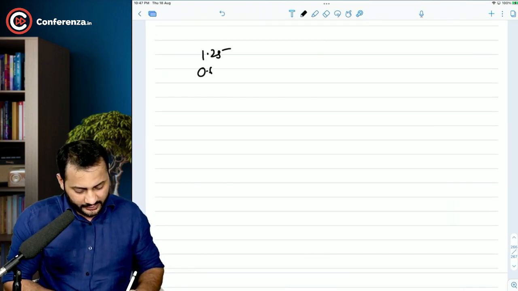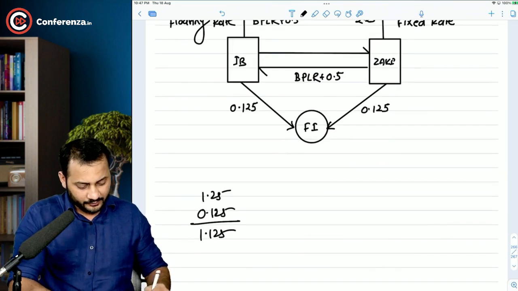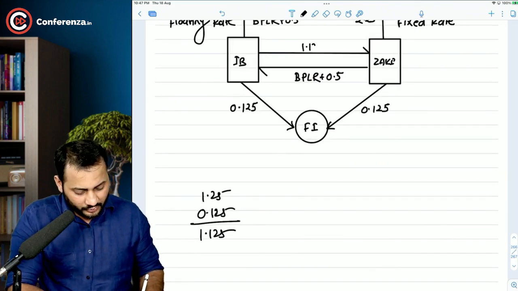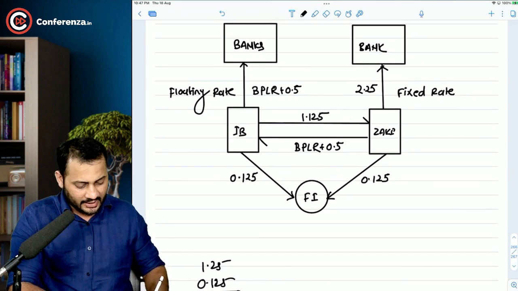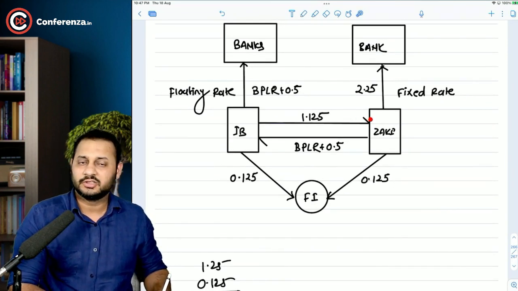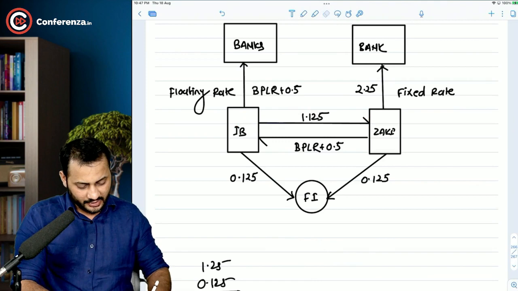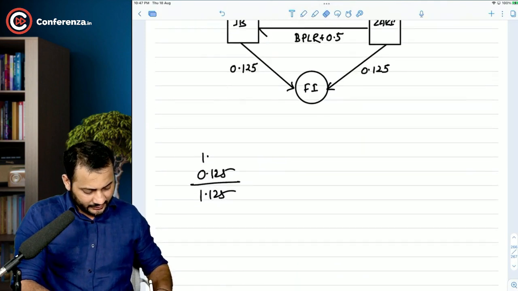We have already paid 0.125 to the dealer. How much is left? 1.125. So what will happen? 1.125 will be paid by IB to Zaki. That's it. This is the end of the story, and you can calculate each cash flow for each party. It will end up in exactly what we wanted.